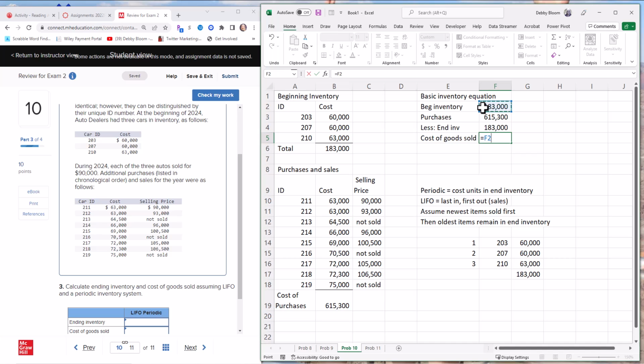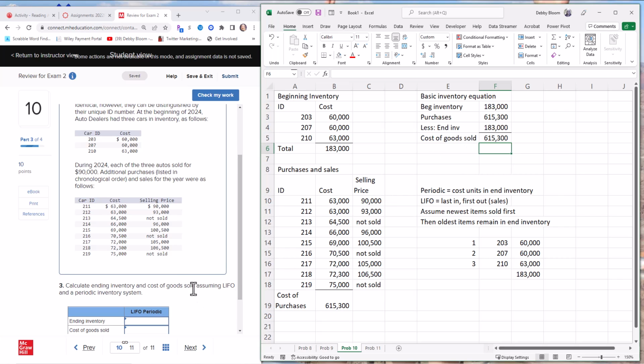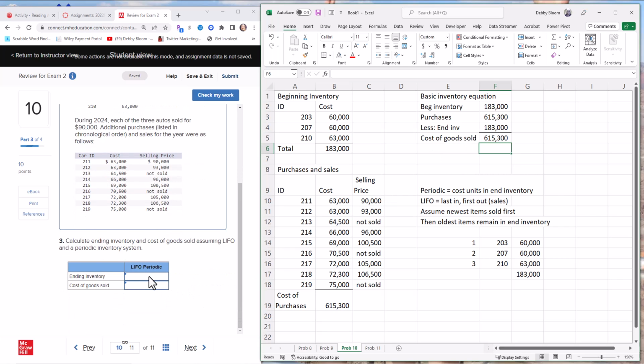Take our beginning inventory, add our purchases, subtract our ending inventory, and come down to cost of goods sold, 615,300. So under LIFO periodic, our ending inventory would be assumed to be 183,000, cost of goods sold 615,300.